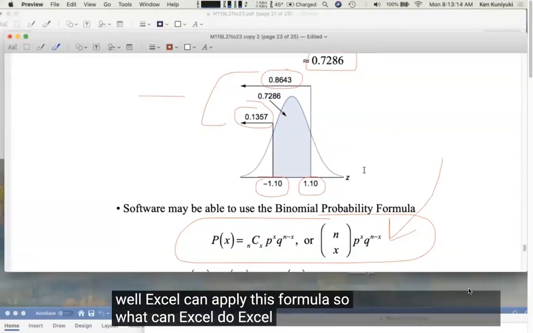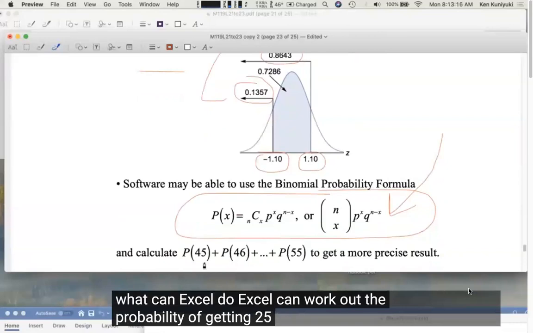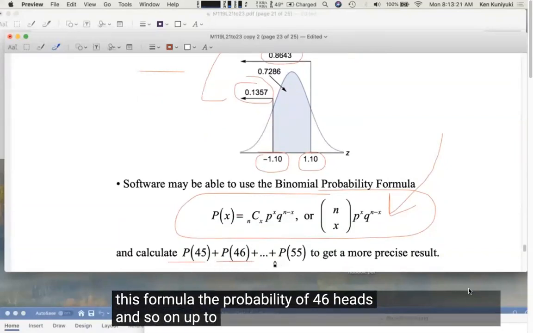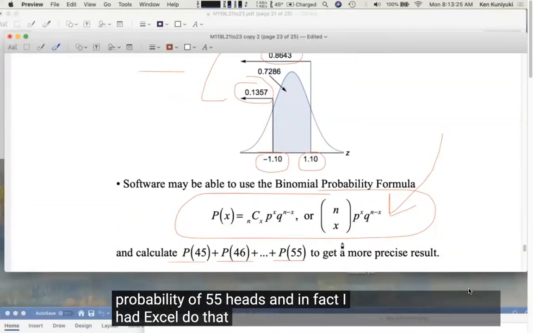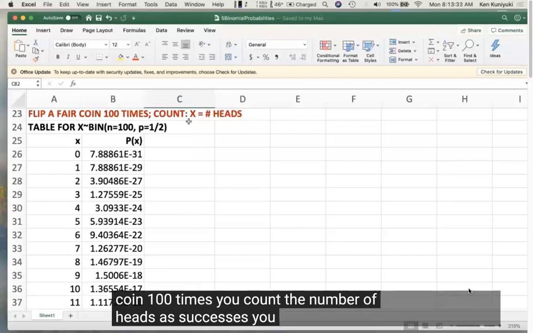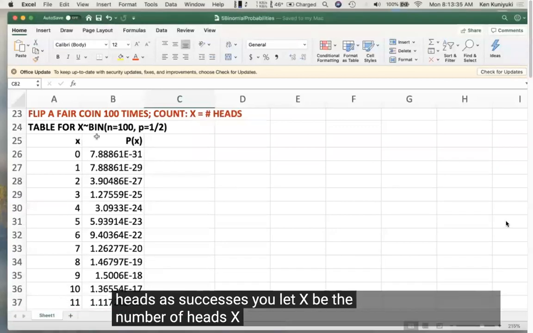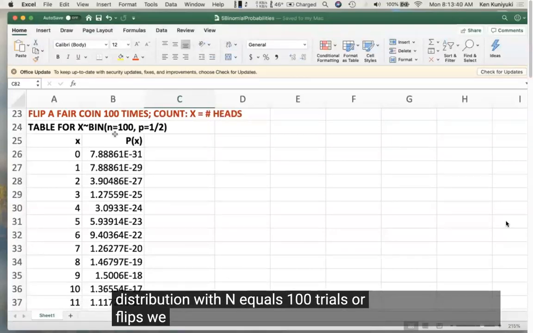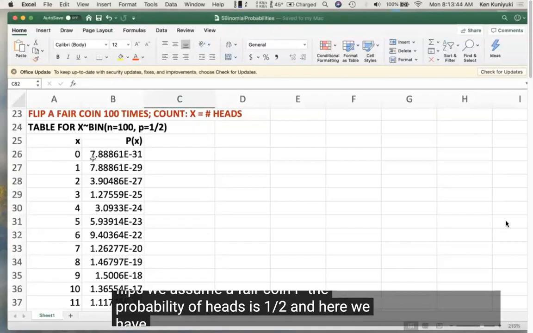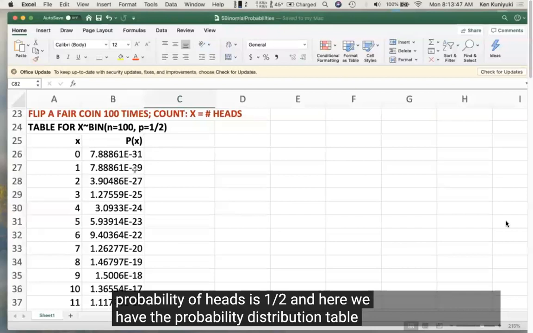So what can Excel do? Excel can work out the probability of getting 45 heads using this formula, the probability of 46 heads, and so on, up to and including the probability of 55 heads. And in fact, I had Excel do that. According to Excel, if you flip a fair coin 100 times, you count the number of heads as successes, you let X be the number of heads, X will have a binomial distribution with N equals 100 trials or flips. We assume a fair coin. P, the probability of heads, is 1/2. And here we have the probability distribution table.